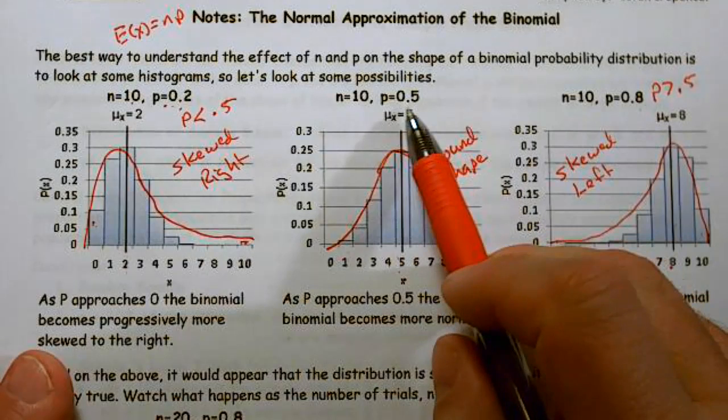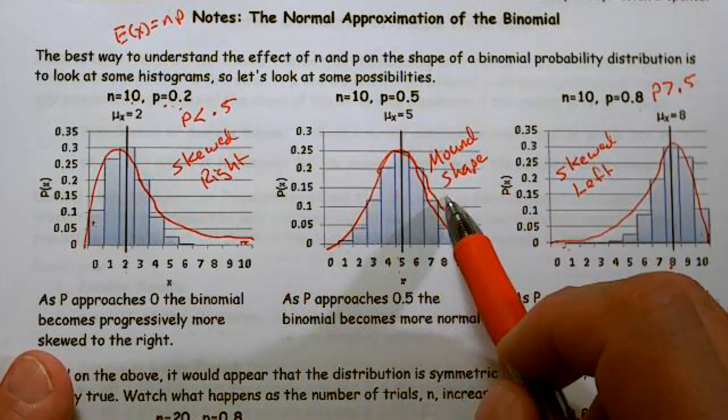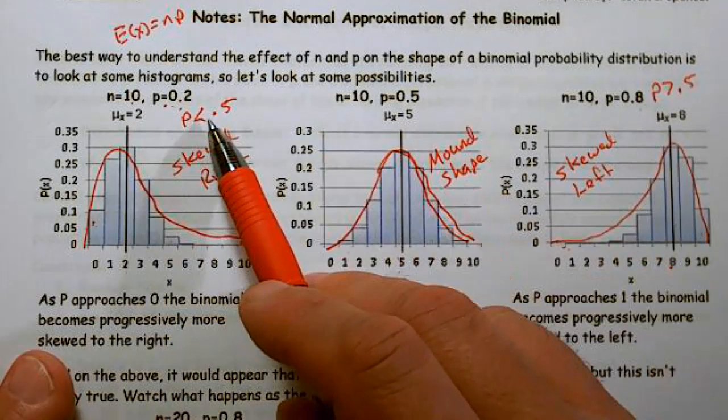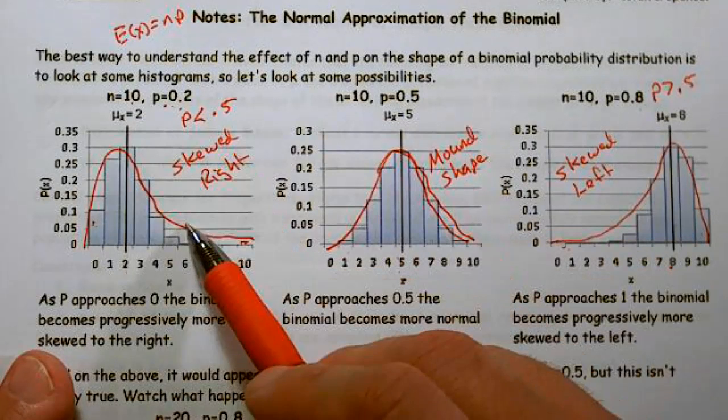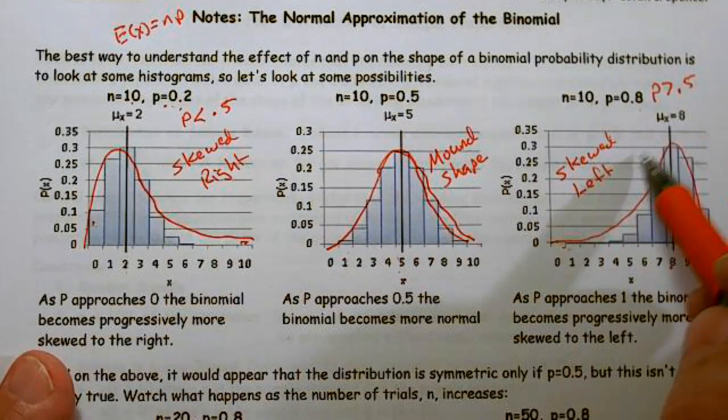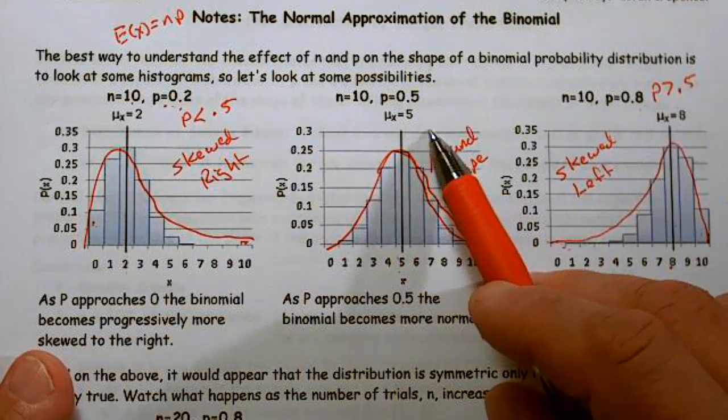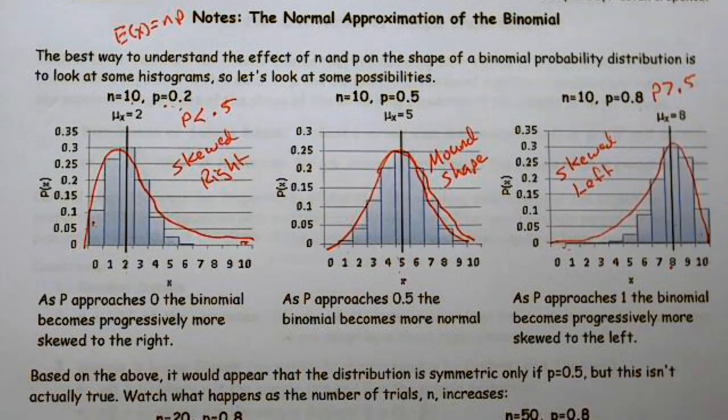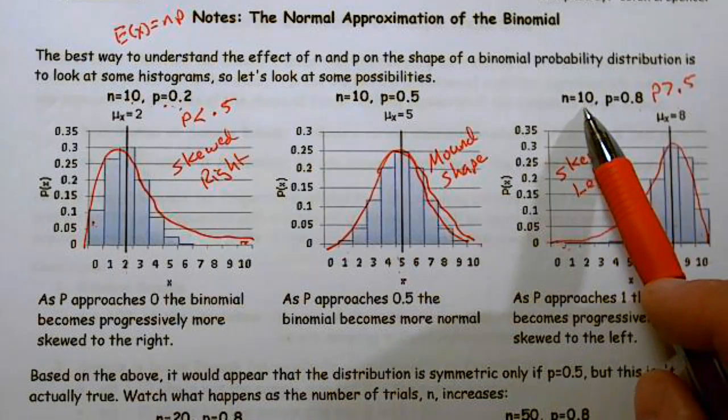And if my probability equals 0.5, we're going to be mound shaped. So probability less than 0.5, skewed right; greater than 0.5, skewed left; and equal to 0.5 is mound shaped. Well, that's interesting, and that applies to the binomial. But as you know, I've said before that as n increases, as our sample size increases, things become normal. So how would that apply if we had a larger sample size instead of 10?